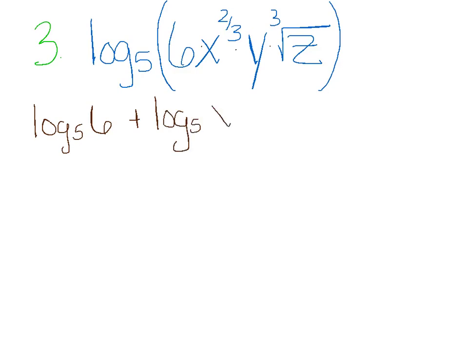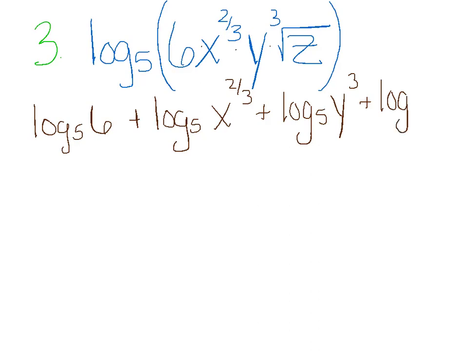Log base 5 of x to the 2/3 plus log base 5 of y cubed plus log base 5. Now I'm going to get a little fancy with this last term. Remember, we can rewrite roots as fractional exponents. So if you recall, this is the square root, and we don't always have that 2 in that corner, but it's the square root, and roots go on the bottom, so I'm going to say that's z to the 1/2. And I'm just going to make a little note. That's what I get when I applied law 1.